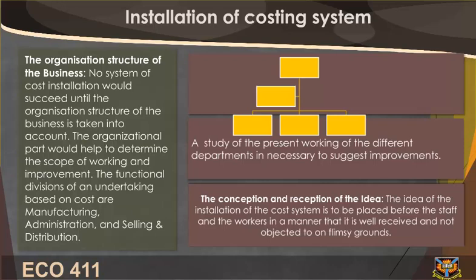The organization structure of the business. No system of cost installation will succeed until the organization structure of the business is taken into account. The organizational part would help to determine the scope of working and improvement. The functional divisions of an undertaking based on cost are manufacturing, administration, and selling and distribution. A study of the present working of the different departments is necessary to suggest improvements.